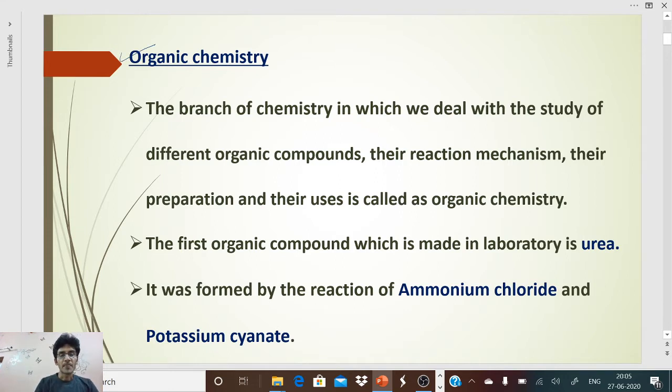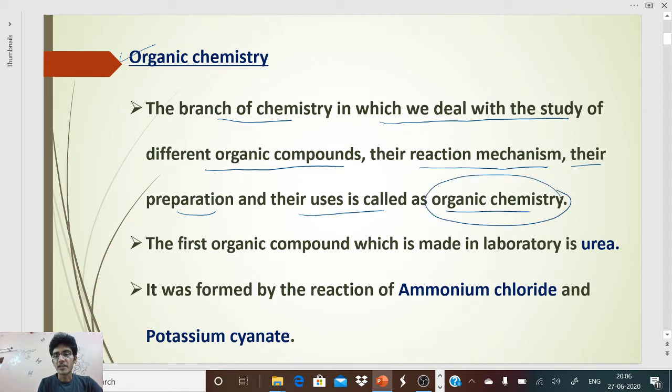First of all, we will discuss what organic chemistry is. The branch of chemistry which deals with the study of different organic compounds, their reaction mechanisms, their preparations and uses is called organic chemistry. It is a branch of chemistry in which we study the different types of organic compounds, their reaction mechanisms, their preparations and their uses.